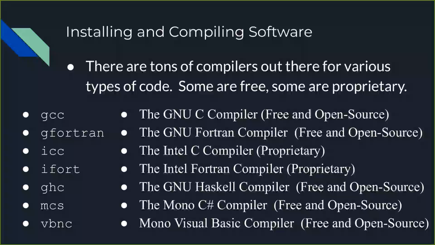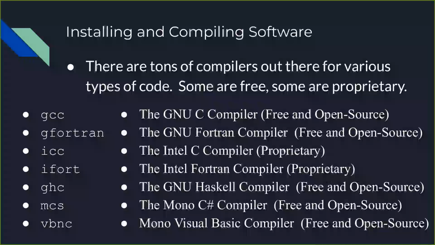Now, there are a ton of different options for compilers. There's the GNU compiler package, which contains a whole bunch of compilers that are free and open source, and they're very good. GCC and Gfortran are the two big ones, the GNU C compiler and the GNU Fortran compiler. There's GHC, which is the Glasgow Haskell compiler. Haskell is an interesting functional programming language. There's MCS, which is the Mono C# compiler, and VBNC, the Mono Visual Basic compiler.